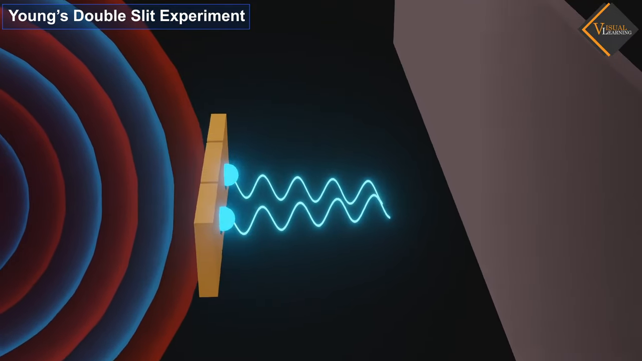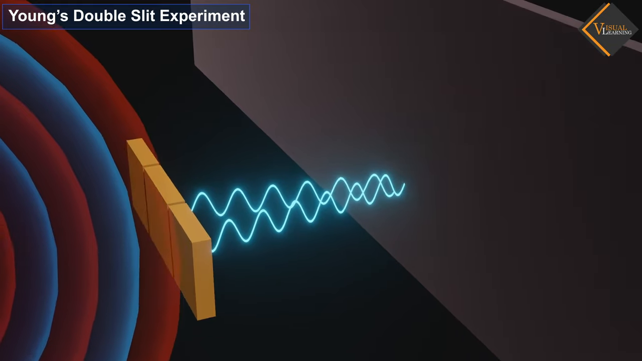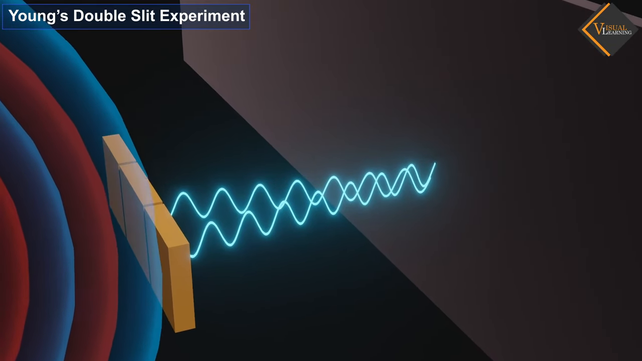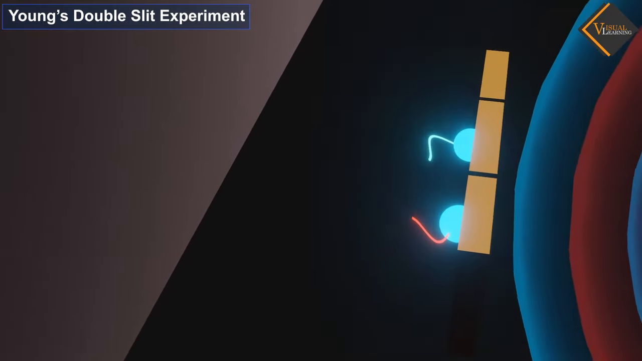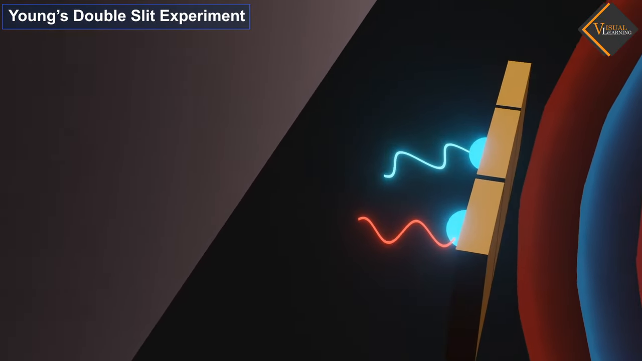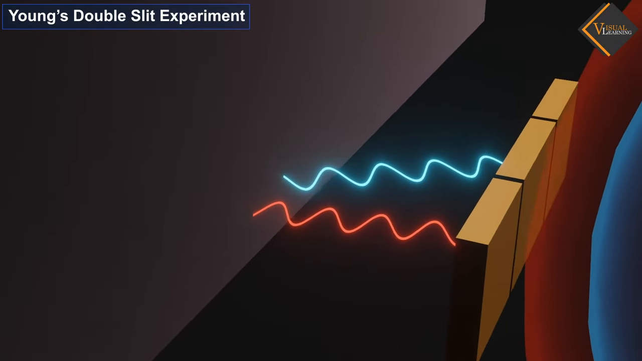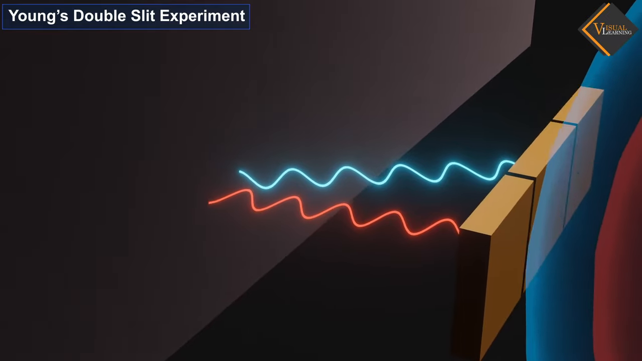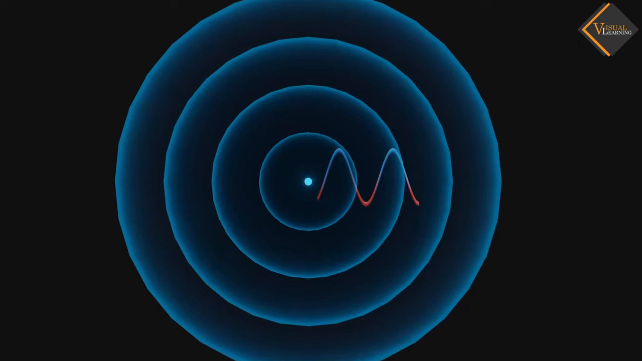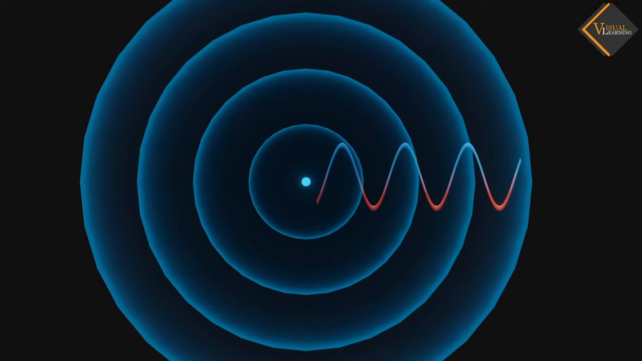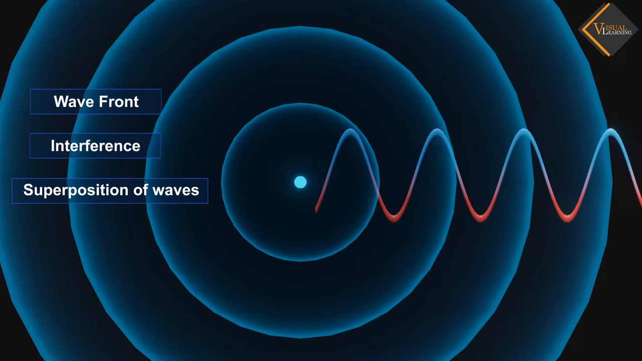Additionally, it was observed that light waves exhibit interference, where two or more light waves superimpose on each other, resulting in constructive or destructive interference. This phenomenon is known as interference. Now, let's understand this experiment in detail. To understand this experiment, we need to understand some basic terms such as wavefront, interference, superposition of waves, etc.